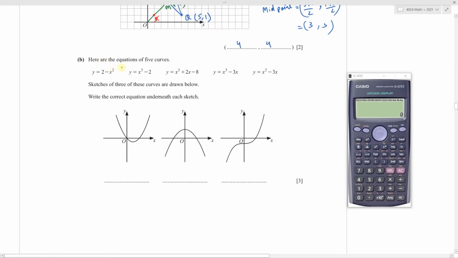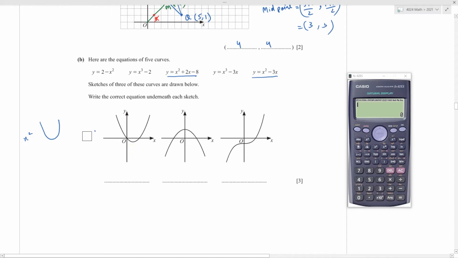Part B is, here are the equations of 5 curves. Sketches of 3 of these curves are drawn below. Write the correct equation underneath each sketch. So you know that this is the shape of a graph of x square. So that means this is x square and then something else. So you can eliminate all the other possible equations. This is minus x square. This is not possible, because minus x square has a curve pointing downwards, while this is pointing upwards. This is x cube. So this is x square, this is x cube, and this is x square.